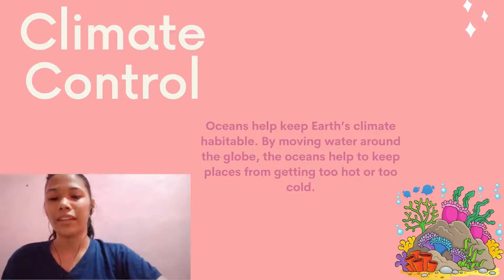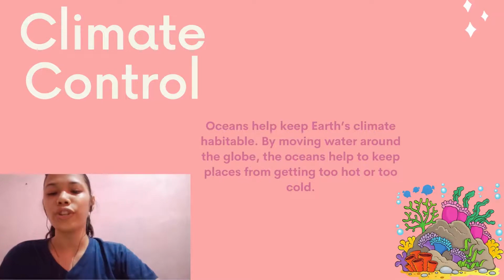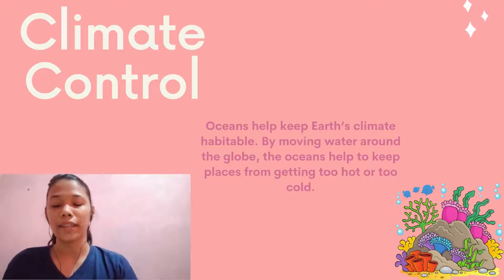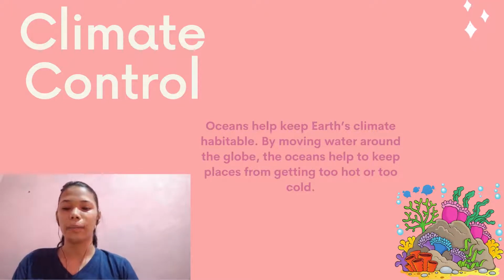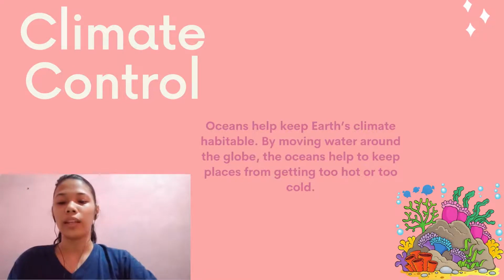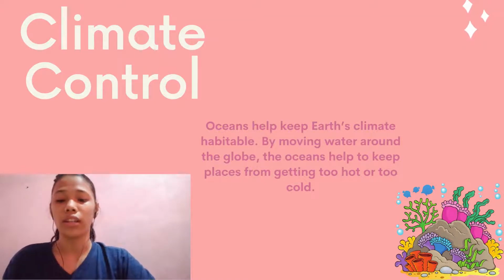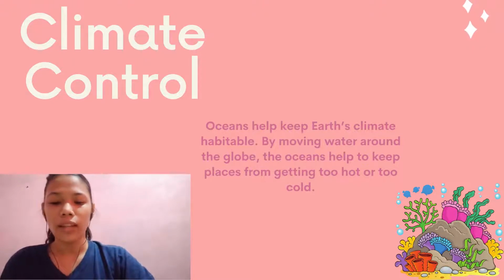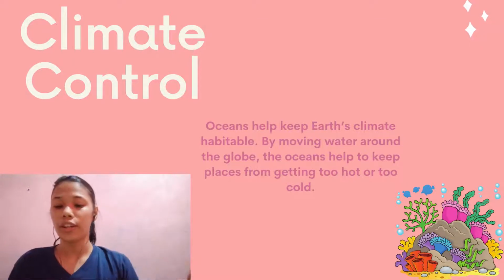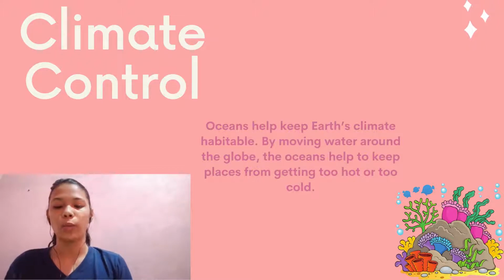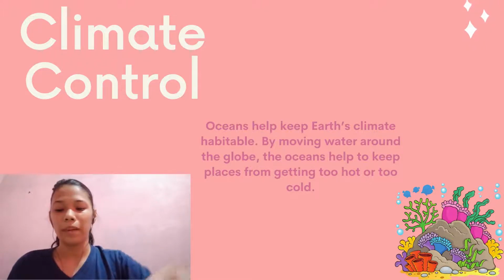Climate control. Also, actually, for me, this is a cute fact. Climate control. The ocean helps keep Earth's climate habitable by moving water around the globe. The oceans help to keep places from getting too cold or too hot. Oceans also help keep the planet warm, in the same way that the hot water in a bathtub stays warm longer than a hot chocolate in a small cup. The vast amount of warm water stores heat in the ocean. Then ocean currents carry that heat around the planet. Without oceans, the Earth would be icy rock.